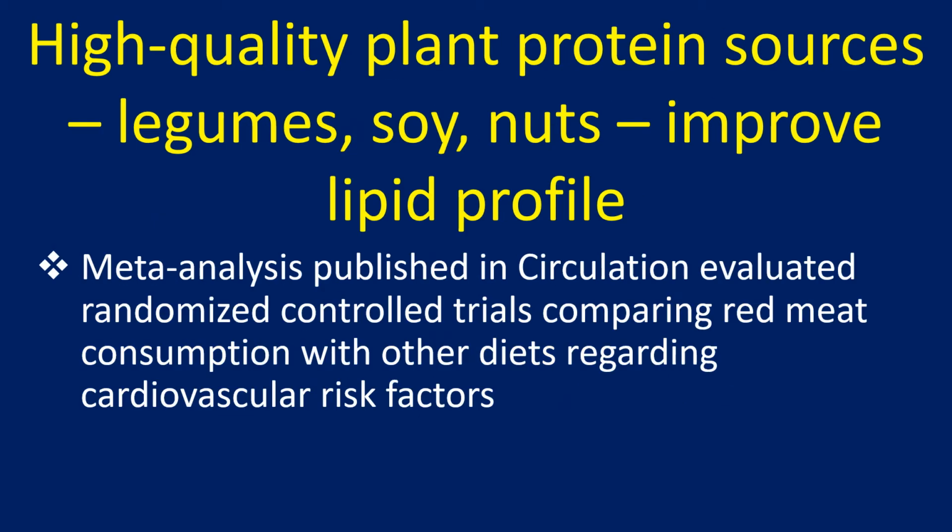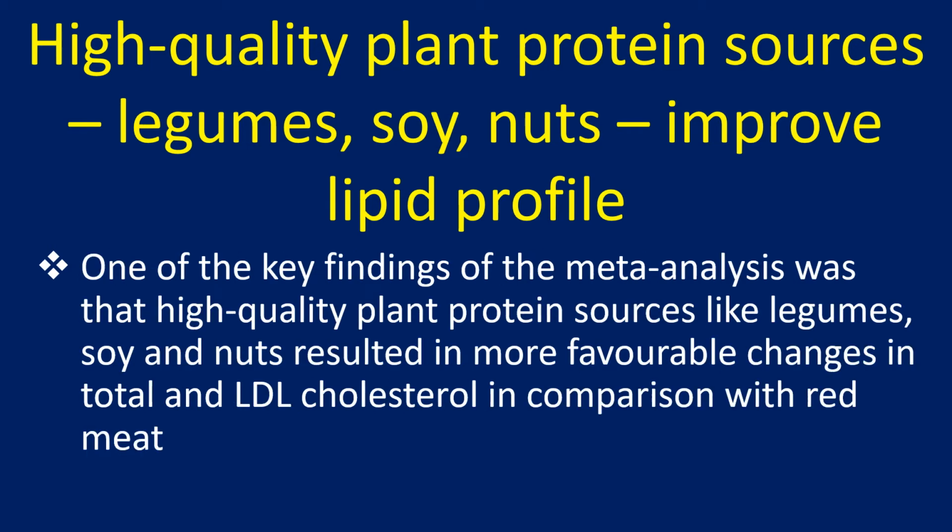High quality plant protein sources, legumes, soy, nuts, improve lipid profile. A meta-analysis published in Circulation evaluated randomized controlled trials comparing red meat consumption with other diets regarding cardiovascular risk factors. One of the key findings of the meta-analysis was that high-quality plant protein sources like legumes, soy and nuts resulted in more favorable changes in total and LDL cholesterol in comparison with red meat.